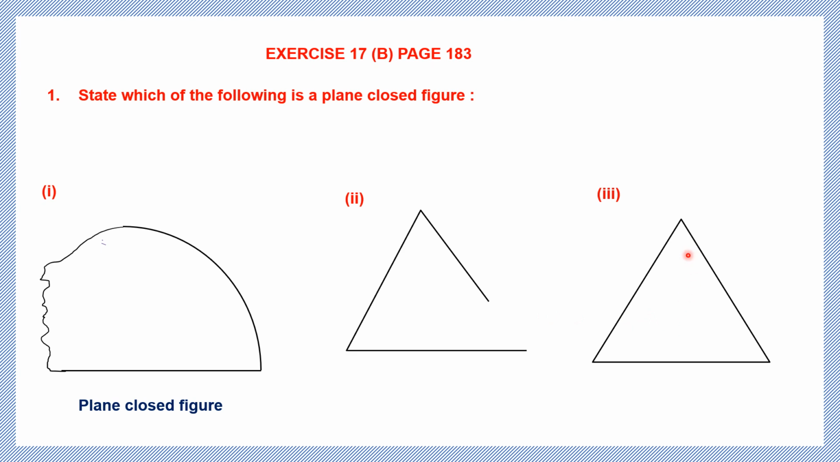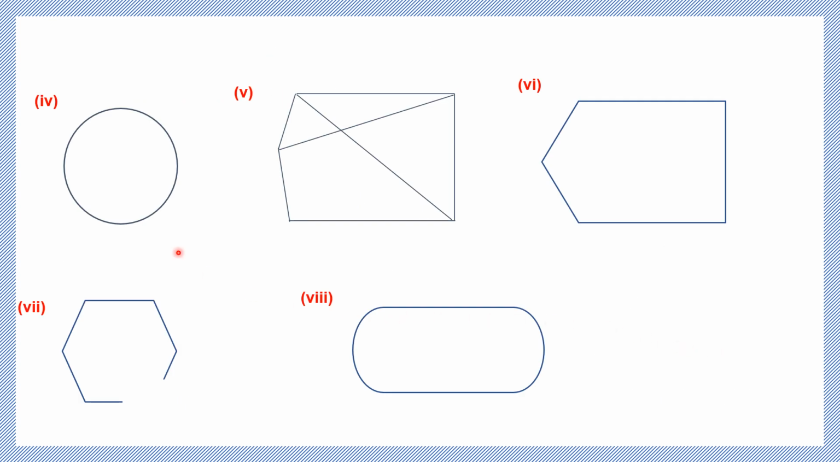Third one. It's covered on all sides. It's bounded by lines which are moving continuously. So this is also a plane closed figure. Let's go to the other figures. Now here we have other figures. Look at this circle. This circle is a plane closed figure because it's bounded by a curve. So it's running continuously. So this is a plane closed figure.